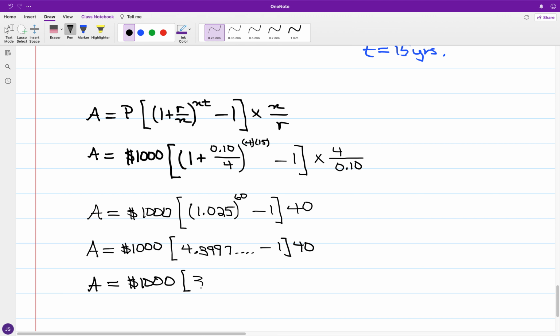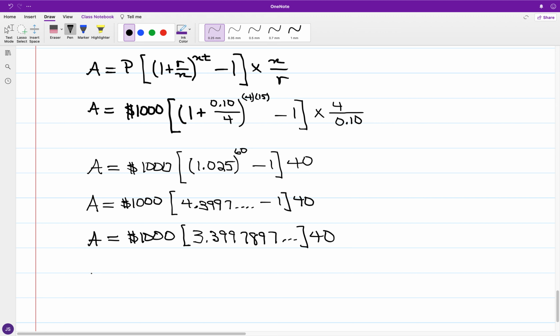Okay, so we have $1,000 times 3.399789. If I keep this and multiply by the 1,000, the principal, as well as the N over R, which is 40, we have for the value in 15 years right at $135,000, $991.59.